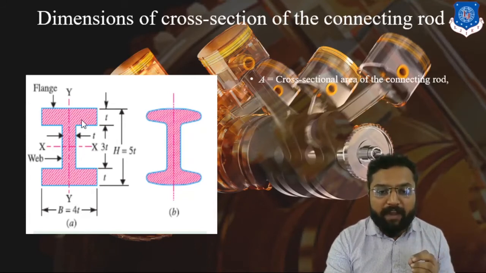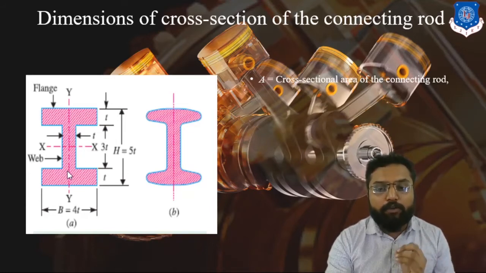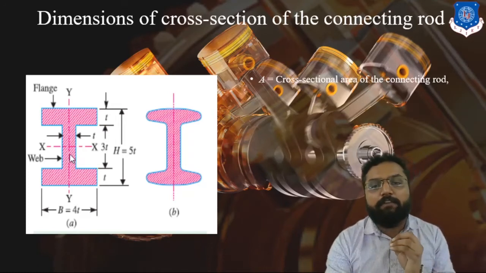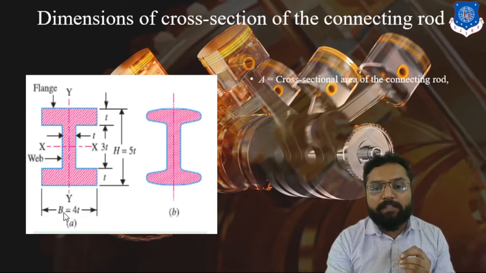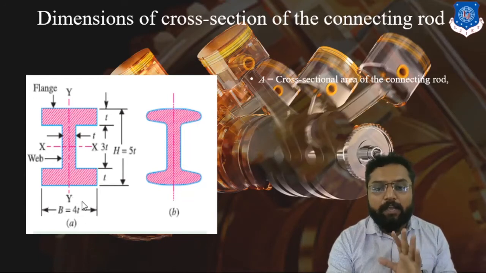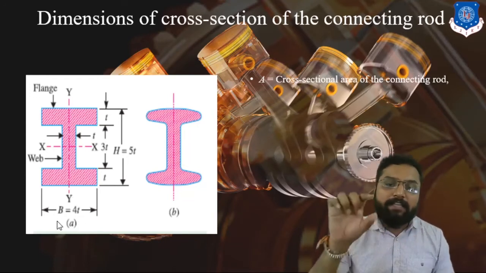It is the total area of this flange and web. Clear? There are two flanges and one web. So ultimately the cross section area is going to be: 2 times the area of the flange plus the area of the web. So what could be the area of this flange? The flange area will be 40 into T, because the base is 40, it's a rectangular area. So the base is 40 and the thickness is T.